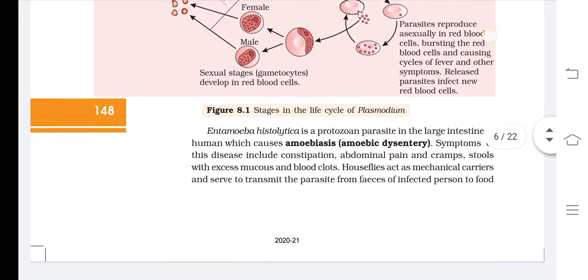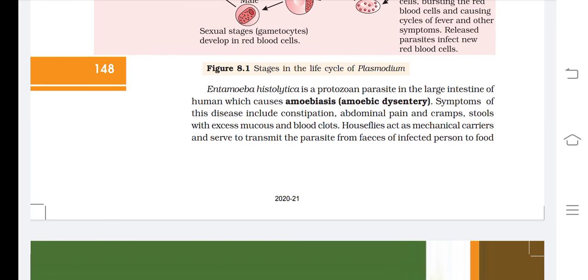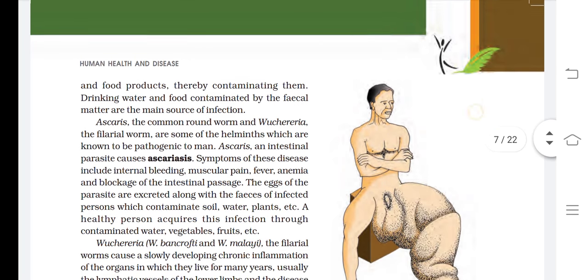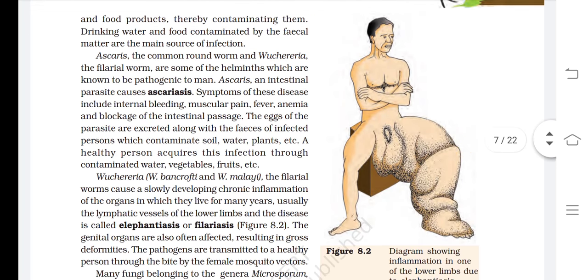So now, Entamoeba histolytica is a protozoan parasite in the large intestine of humans, which causes amoebiasis or amoebic dysentery. Symptoms of this disease include constipation, abdominal pain and cramps, and stools with excess mucus and blood clots. Houseflies act as mechanical carriers and serve to transmit the parasite from the feces of an infected person to food and food products, thereby contaminating them. Drinking water and food contaminated by fecal matter are the main source of infection.